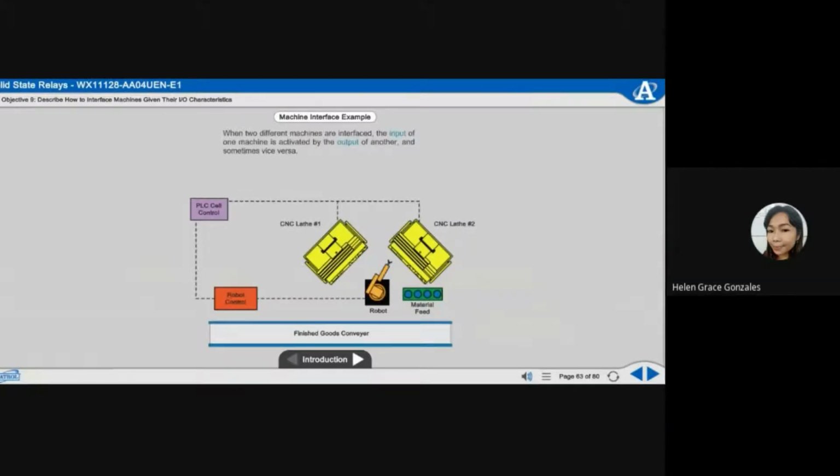When two different machines are interfaced, the input of one machine is activated by the output of another, and sometimes vice versa. As an example, examine the application shown. Here, a robot that loads and unloads two CNC machining centers is controlled by a PLC that has been interfaced to the system.